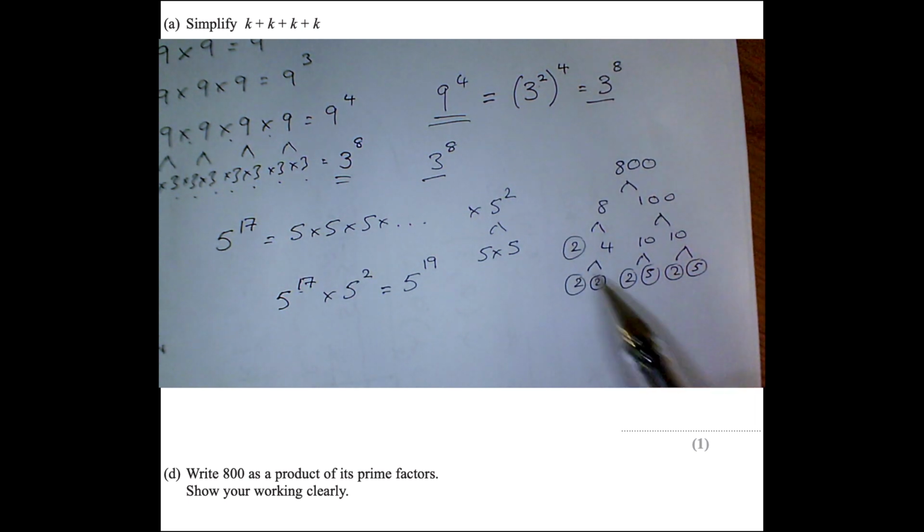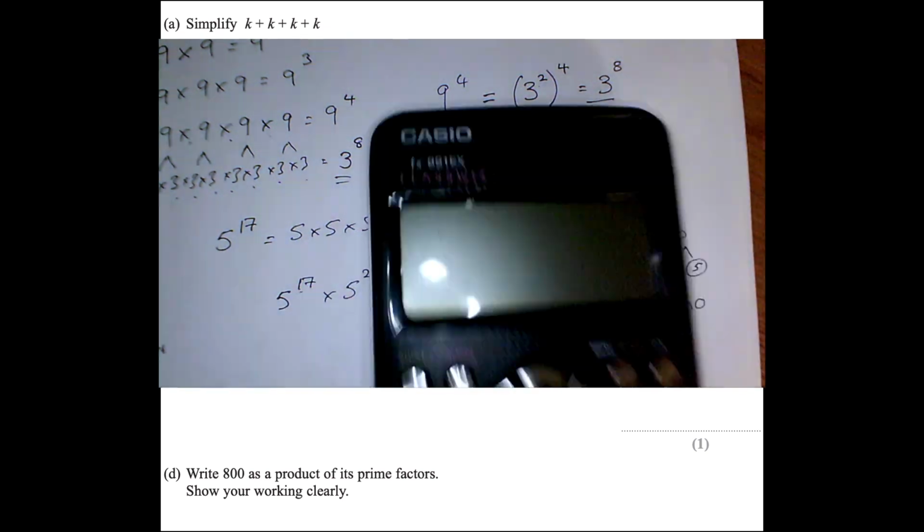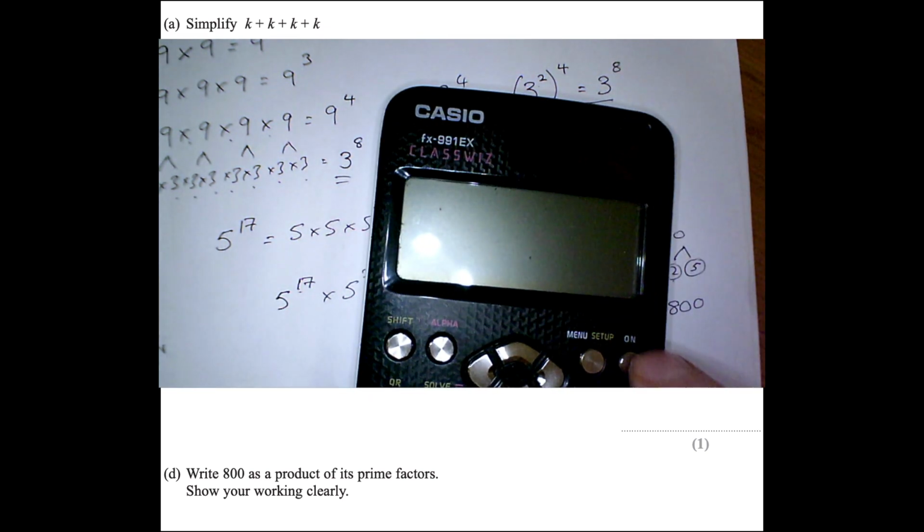So I've got everything circled now, so I can see I've got 2 times by itself 5 times, and I've got 5 times by itself twice, so it's 5 squared. Now I think that equals 800. So what I'm saying here is 2 times by 2 times by 2 times by 2 times by 2 times by 5 times by 5 equals 800.